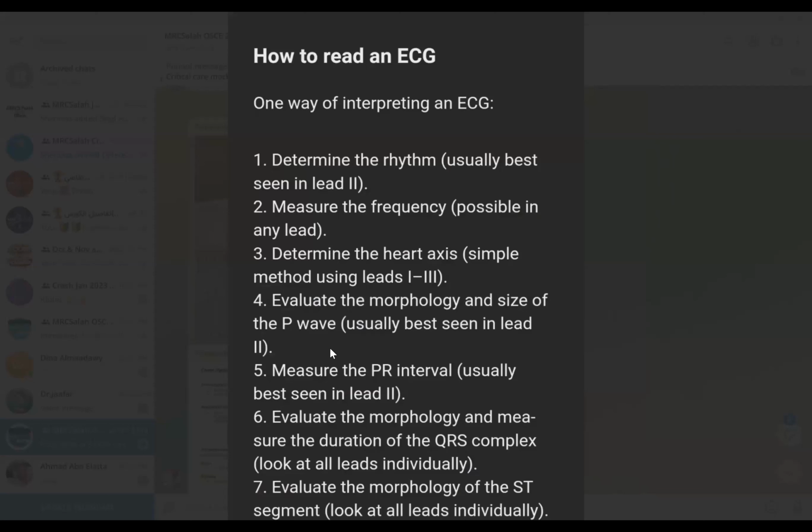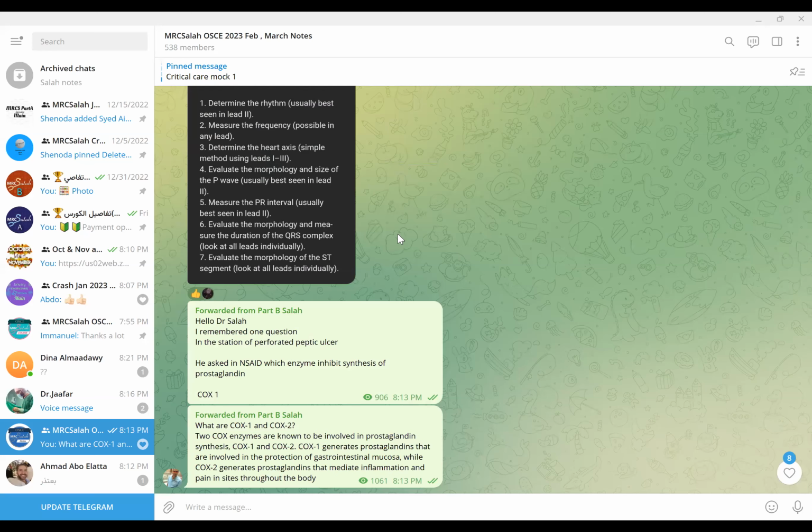The only question that came here, I discussed it in pathology already, in this station: a patient has a perforated peptic ulcer, asked about non-steroidal anti-inflammatory drugs. Which enzyme inhibits synthesis of prostaglandin, or what is the mechanism? He will tell you inhibition of prostaglandin. He will tell you which enzyme, COX-1 or 2: COX-1. COX-2 generates prostaglandin, which mediates inflammation, while the gastric mucosa is protected by COX-1. This is the only question asked in this station.